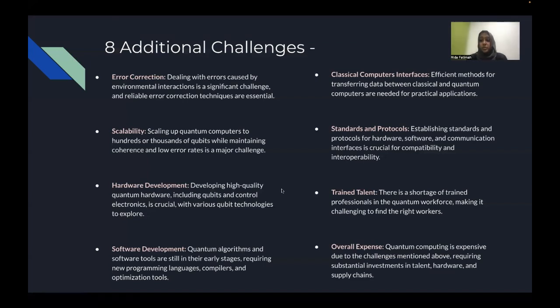Here are 8 additional challenges. The first one being error correction. Dealing with errors caused by environmental interactions is a significant challenge, and reliable error correction techniques are essential.